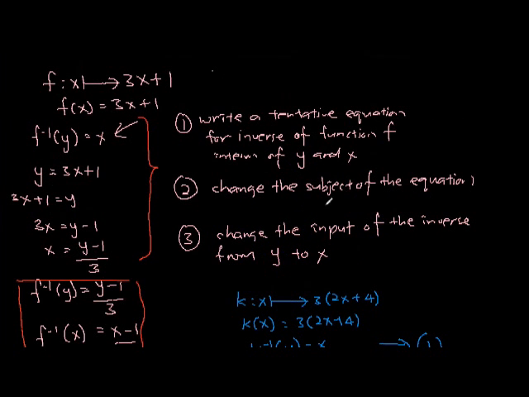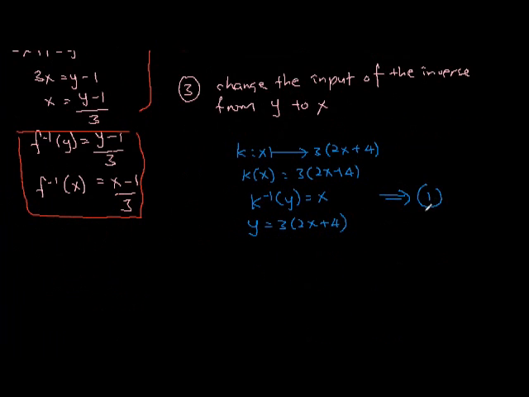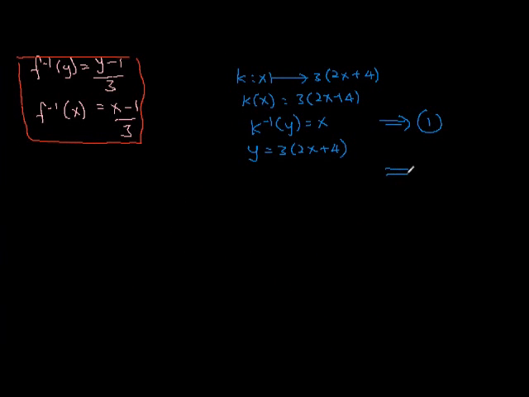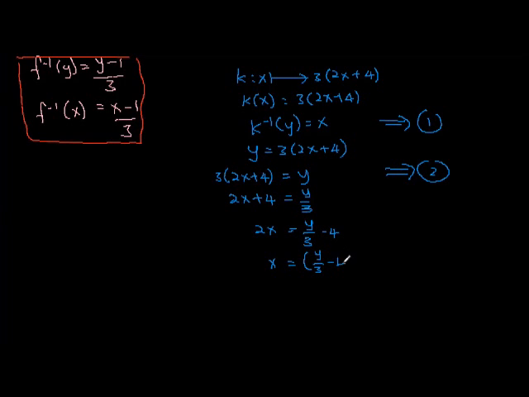Second step, we need to change the subject of the equation from y to x. So this is what we do now. Step 2, change the subject so that 3 times 2x plus 4 equals y, and 2x plus 4 equals y over 3. 2x equals y over 3 minus 4. So x equals y over 3 minus 4 over 2.